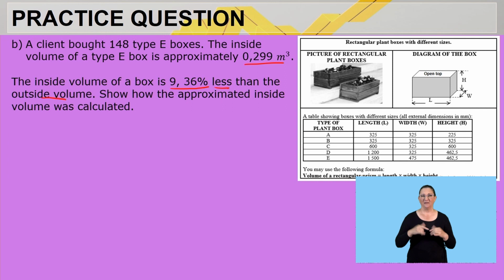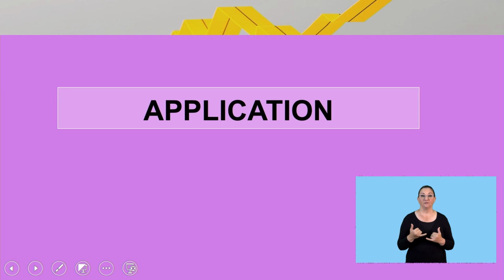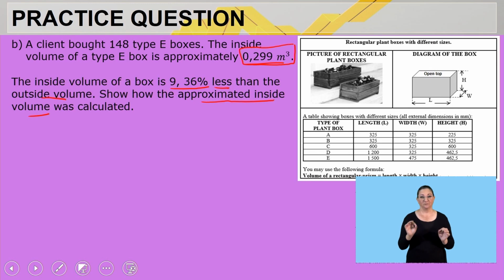What is the question that we need to answer? It says, show how the approximated inside volume was calculated. So what is the approximated inside volume? We need to show how this was calculated, keeping in mind that the inside volume of a box is 9.36% less than the outside volume. Okay, right, so what else is given here? Okay, nothing. Here, what is our starting point?